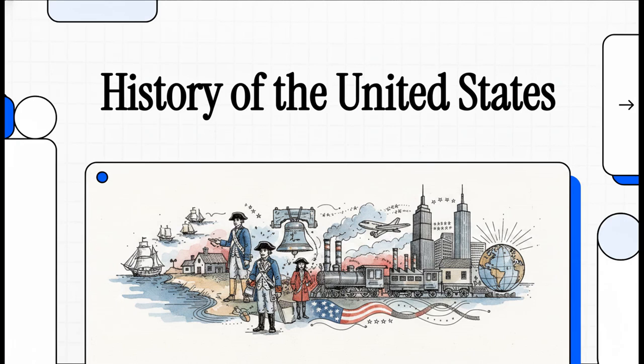Welcome to this explainer. Think about it. The United States went from a handful of scattered early colonies to an absolute global superpower in just a few hundred years. It's wild. It's a dizzying, super complex story full of massive progress, but also deep fractures. And it fundamentally shaped the modern world we all navigate today. So let's unpack exactly how it happened.